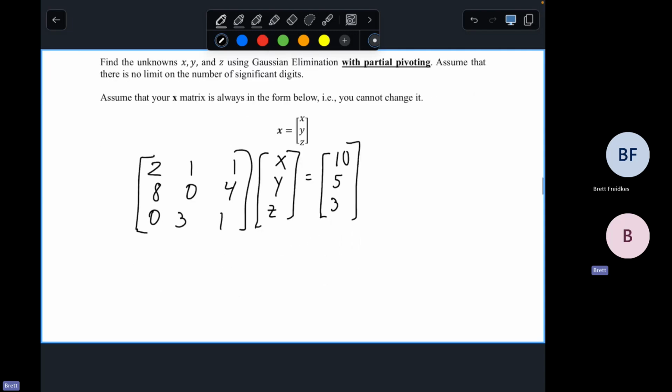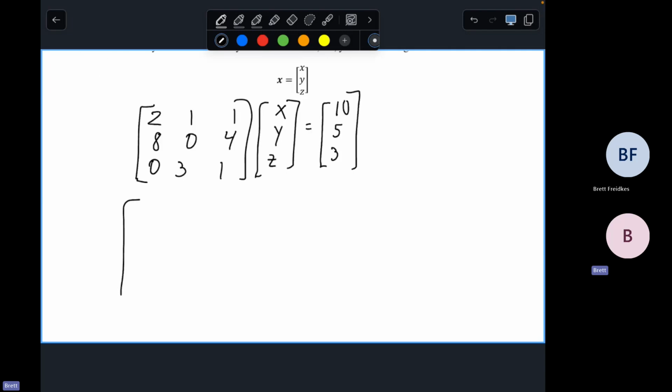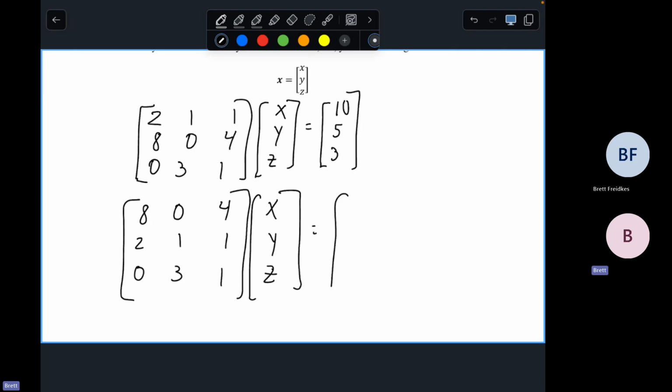So if we want to do partial pivoting to eliminate the 8 and the 0 in that column, what do I have to pivot? The 8 and the 2. I have to pivot the first 2 rows. So we pivot once, we get 8, 0, 4, 2, 1, 1, 0, 3, 1, times X, Y, Z. That will be equal to, don't forget, we have to pivot this column as well. So the 5 goes on the top and the 10 is in the middle.